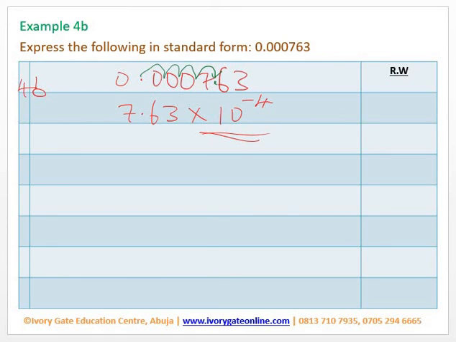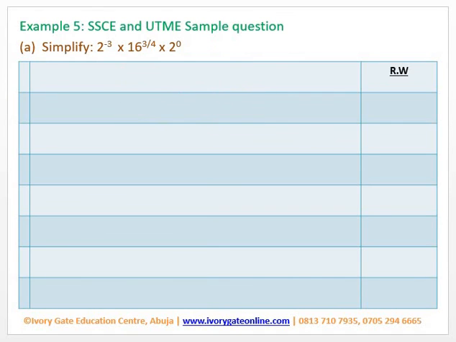Okay. So with this, we've actually given the background of what you need to know. The test of the pudding is in the eating. Let us check how SSCE and UTME ask the questions. Now we have 5a. It says simplify 2 raised to power minus 3 times 16 raised to power 3 over 4 times 2 raised to power 0.